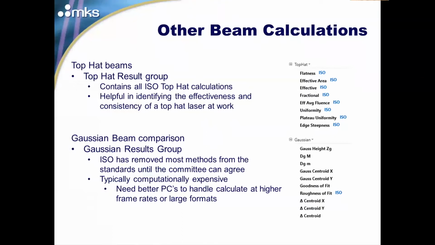Typically, the Gaussian calculations are computationally expensive, and if you're trying to do these with one of our large format cameras or at higher frame rates, you will notice a performance drop, and that's just hard to avoid, being what they are. So take note if you're trying to use some of those and you do see a performance drop. We know. It's kind of hard to avoid that with those calculations.